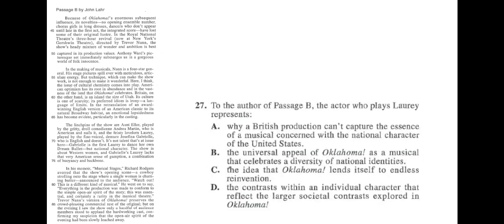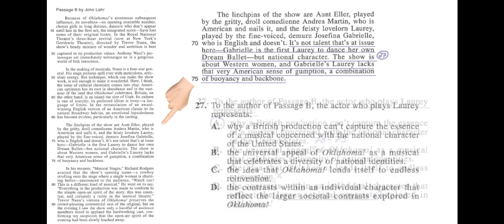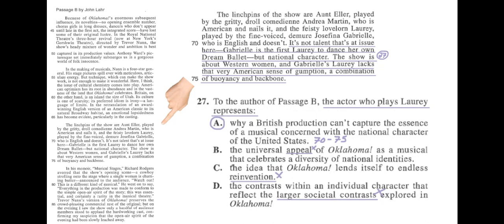To the author of passage B, the actor who plays Laurie represents, right? So we're going to talk about that actor in this paragraph, around line 70-ish, right? It's not talent that's an issue here. Gabrielle is the first Laurie to dance her own dream ballet, but national character. It's about Western women, and Laurie lacks that very American sense of gumption, right? So let's talk about why a British production can't capture the essence of a musical concerned with national character. Laurie doesn't have the gumption of that American actor.